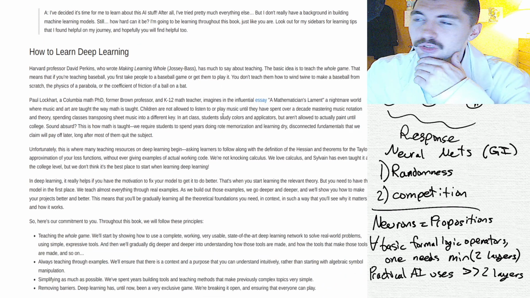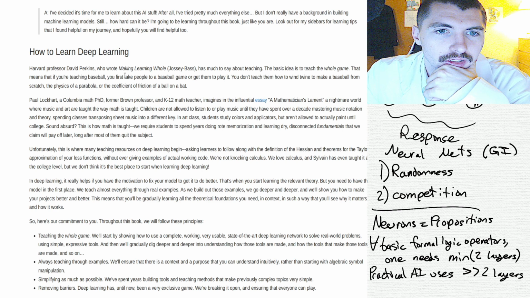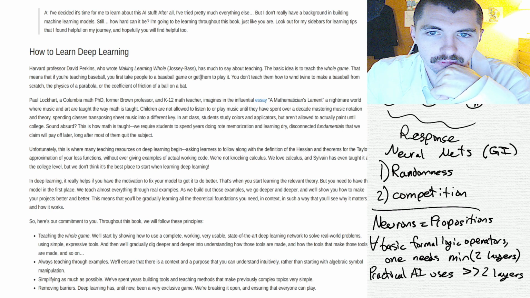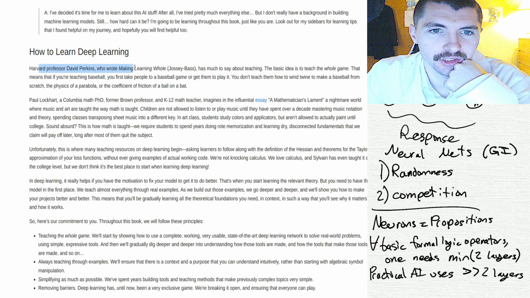All right, so how to learn deep learning. Harvard professor David Perkins wrote Making Learning Whole. It's much to say about teaching. Basic idea is to teach the whole game. That means if you're teaching baseball, you first take people to a baseball game or get them to play it. You don't teach them how to wind twine to make a baseball from scratch, the physics of a parabola, or the coefficient of friction of a bat.